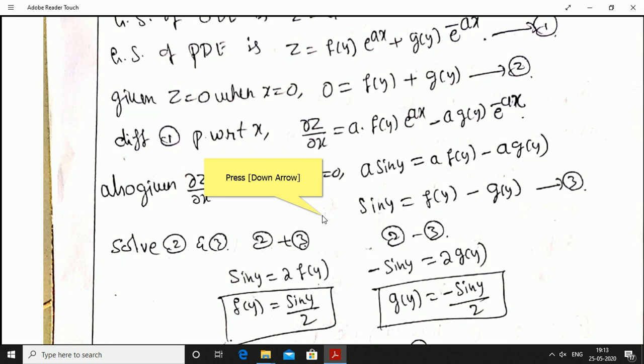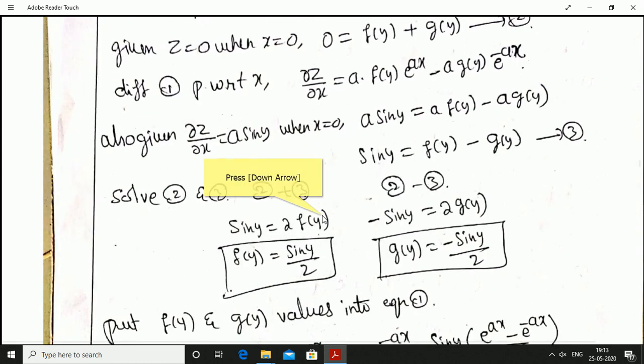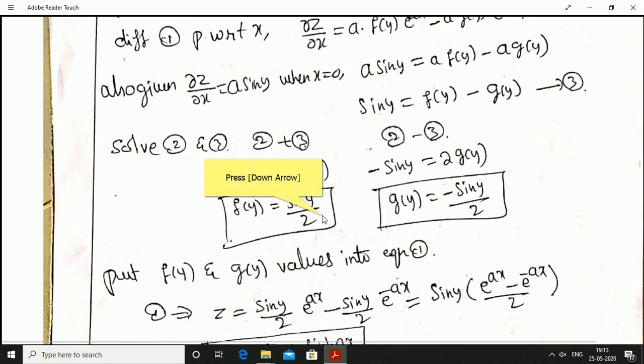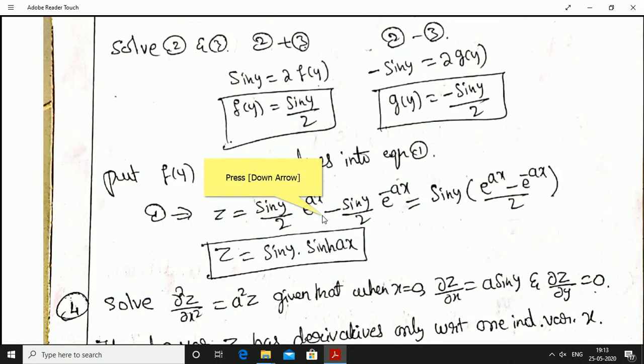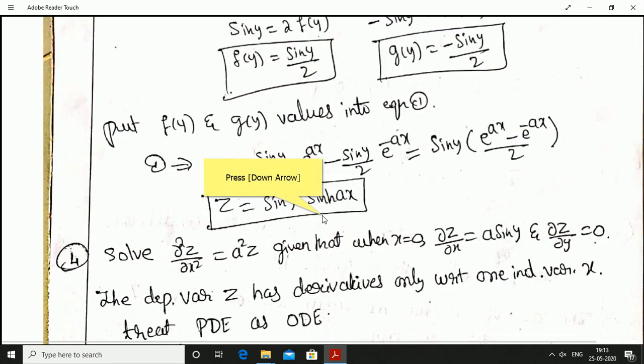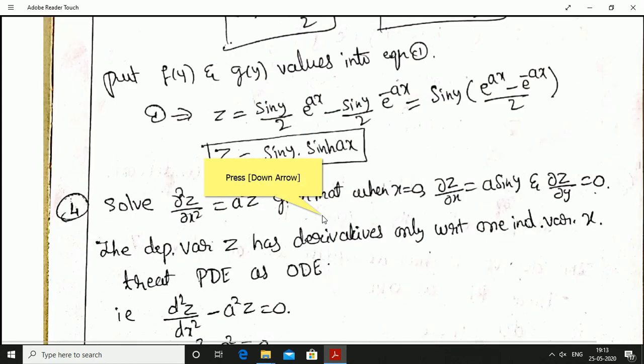Substitute these values of f of y and g of y into equation 1, so that it takes the form z is equal to sin y by 2 into e power ax minus sin y by 2 into e power minus ax. In those two terms, just take sin y outside, remaining is e power ax minus e power minus ax by 2. E power ax minus e power minus ax by 2 is nothing but sin hyperbolic ax. That is the required solution. Z is equal to sin y into sin hyperbolic ax.